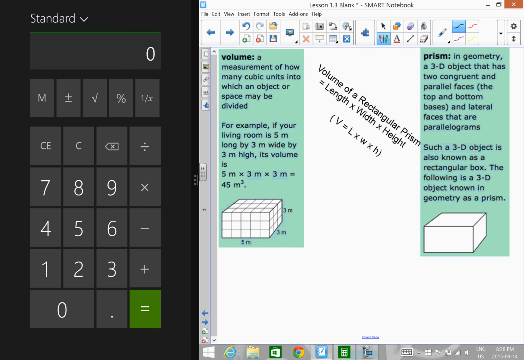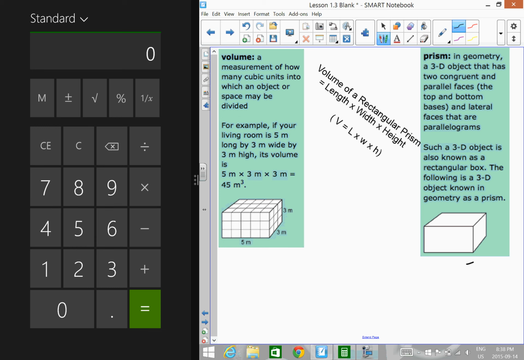A prism, in geometry, is a 3D object that has two congruent and parallel faces, the top and the bottom, which we call bases, and lateral faces that are parallelograms. Such a 3D object is also known as a rectangular box. It looks like a box. The following 3D object is known in geometry as a prism. So a box, prism, same thing. Volume is how many cubes you can split up a box into, or any 3D shape.